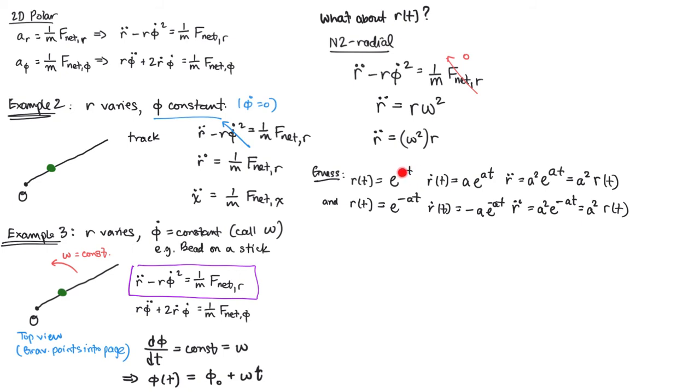The first term tells us that the bead will move further and further away from the origin at an exponentially increasing rate. And the other equation is telling us that there's a chance the bead will actually get closer and closer to the origin. So in general, we need both of these.